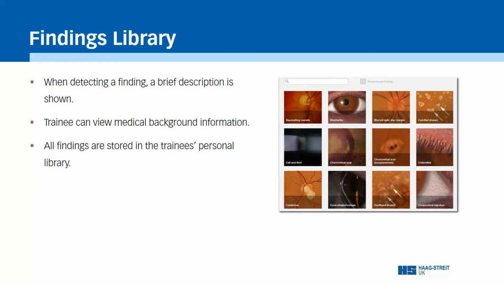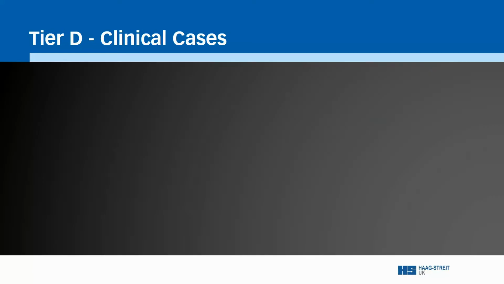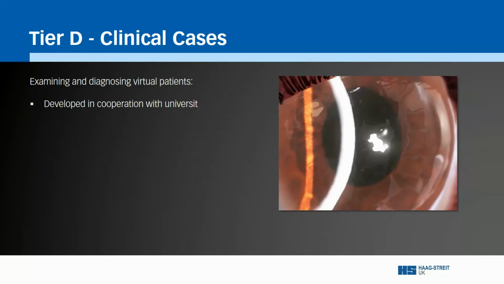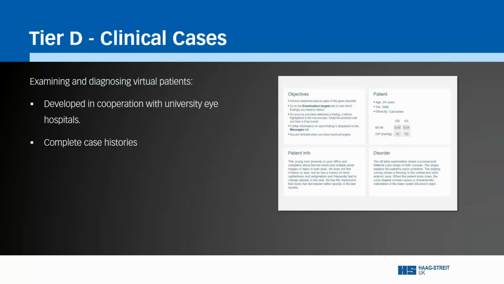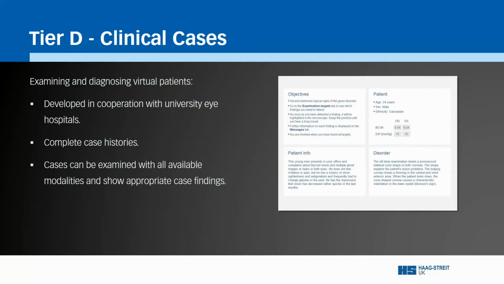of learning content. For training of more complex examinations and diagnosing more complex disease, the fourth tier of the Eyesi Slit Lamp embedded curriculum provides around 100 virtual patients. These cases have been developed in close cooperation with university eye clinics and include complete case histories. You can use all available slit lamp modalities to detect and show appropriate case findings.